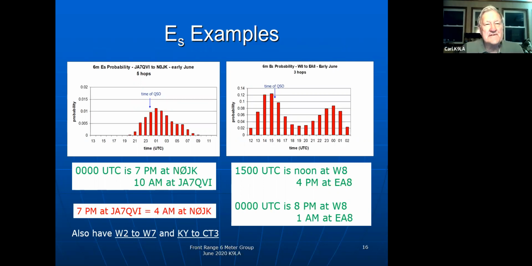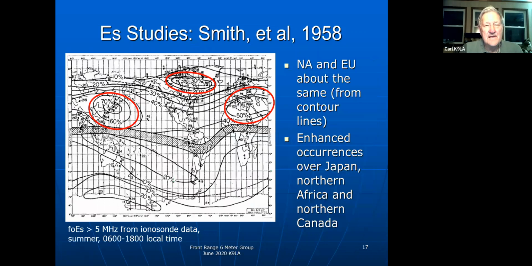So I also looked at some Es studies, and this is from Smith and others in 1958, and they looked at ionosonde data for when the sporadic E critical frequency was greater than 5 megahertz. Now remember that if you multiply that by 5, that'll be the MUF for the sporadic E. So this chart shows probabilities for when the MUF is greater than 25 megahertz, and that's in the summer from 0600 to 1800 local time.